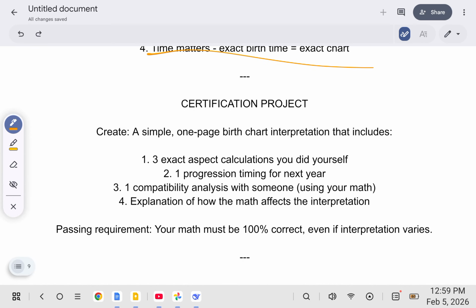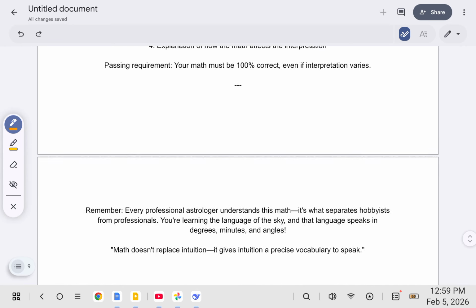Certification project. If you want to do this, you can create a simple one-page birth chart interpretation that includes 3 exact aspect calculations you did yourself, 1 progression timing for next year, 1 compatibility analysis with someone using your math, and an explanation of how the math affects the interpretation. Passing requirement, your math must be 100% correct, even if interpretation varies.